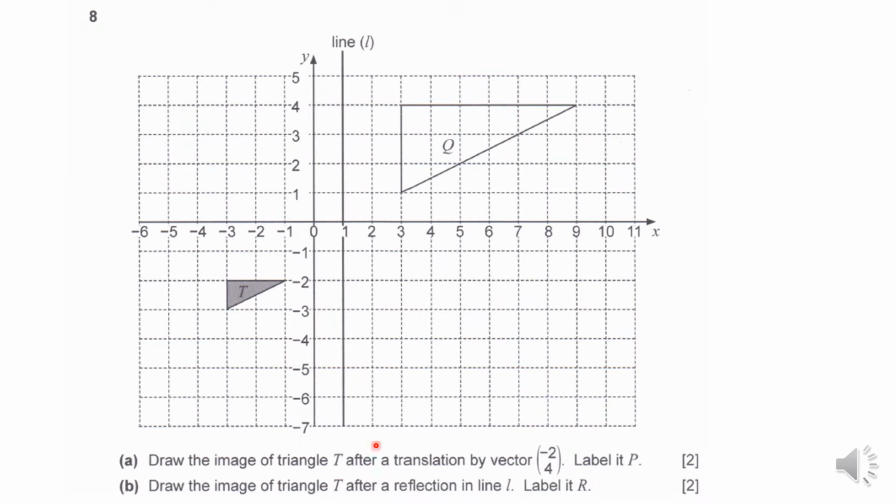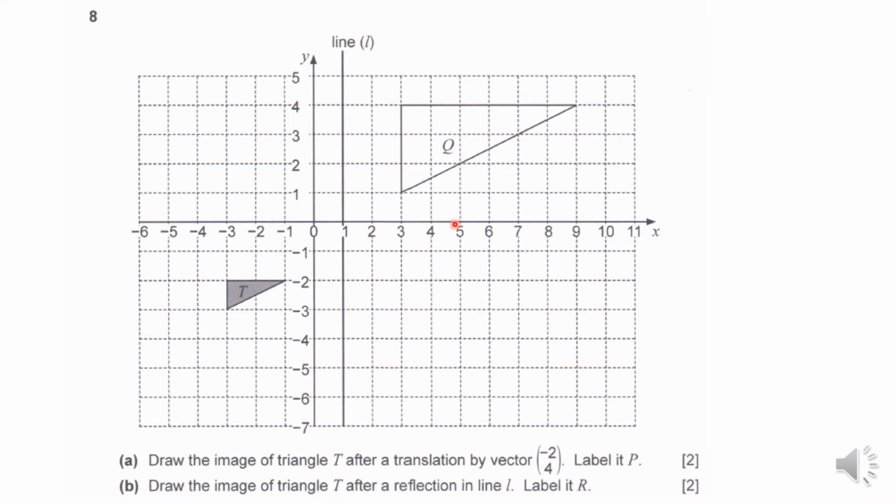Right, question 8, it deals with a little bit of transformation here, geometry. So we have a big triangle and a small one, and T is the object, the original. Q here is an enlargement, as you can see, but let's focus on the object, the original, which is T. That's why it's shaded. They say we're supposed to draw the image of triangle T after it has been translated by a vector (-2, 4), and once you have done that, you label it P.